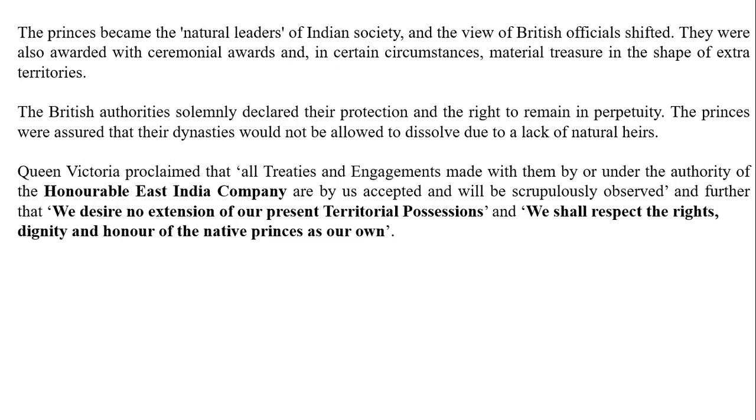So basically, here there was again a kind of divide and rule. Queen Victoria started to say that we will respect the rights of the native princes. Why did they do so? Because they knew that these princes were good for nothing, and the British would exercise their power through these princes.